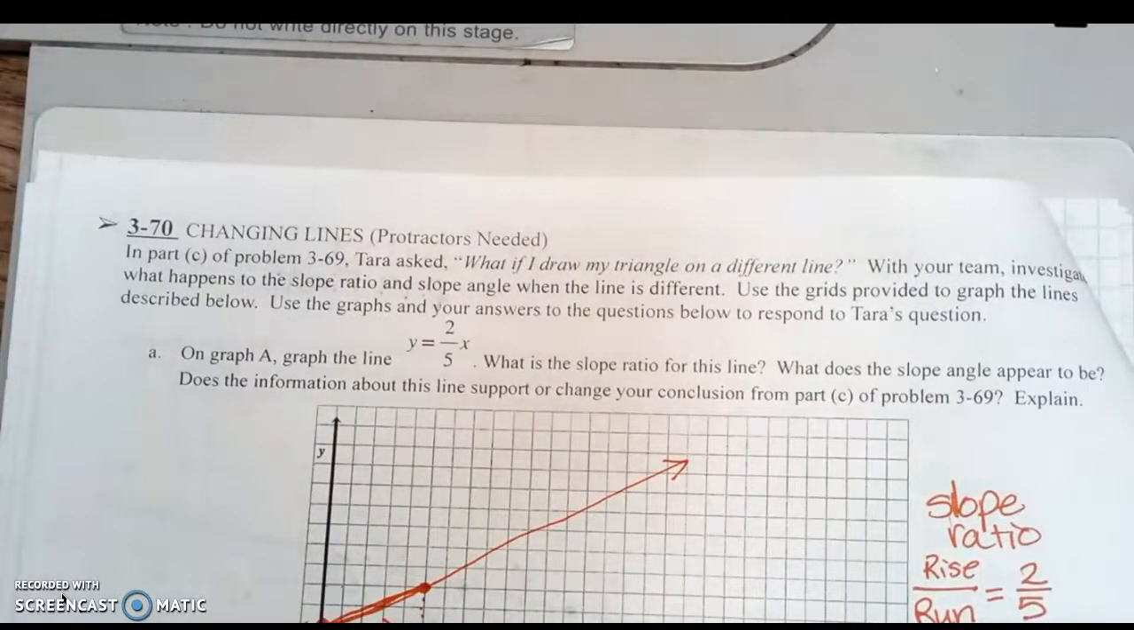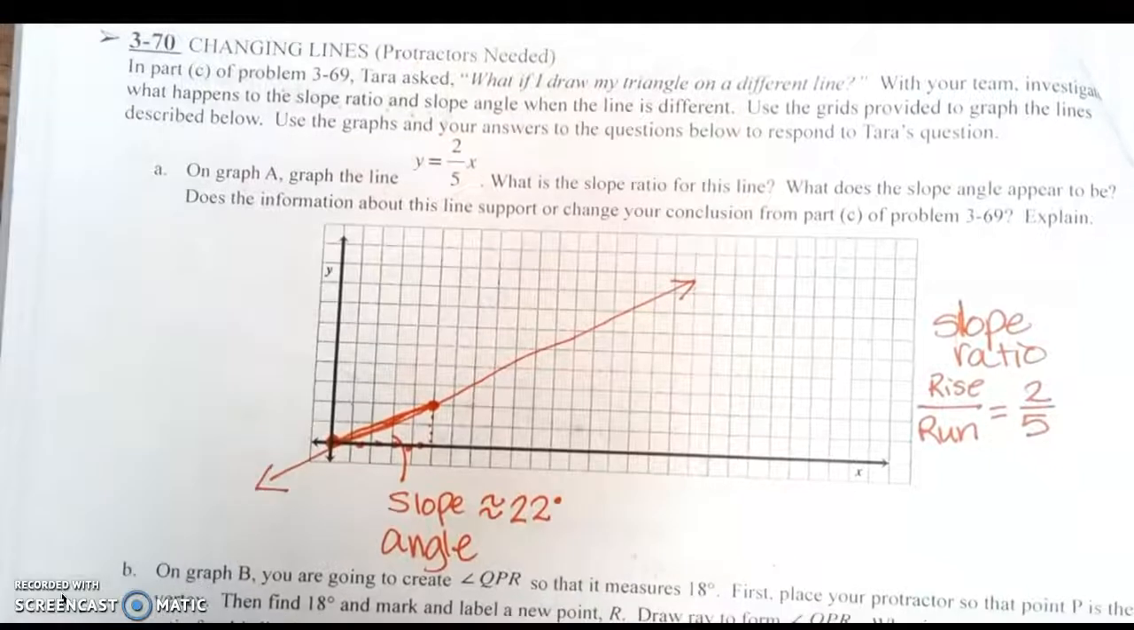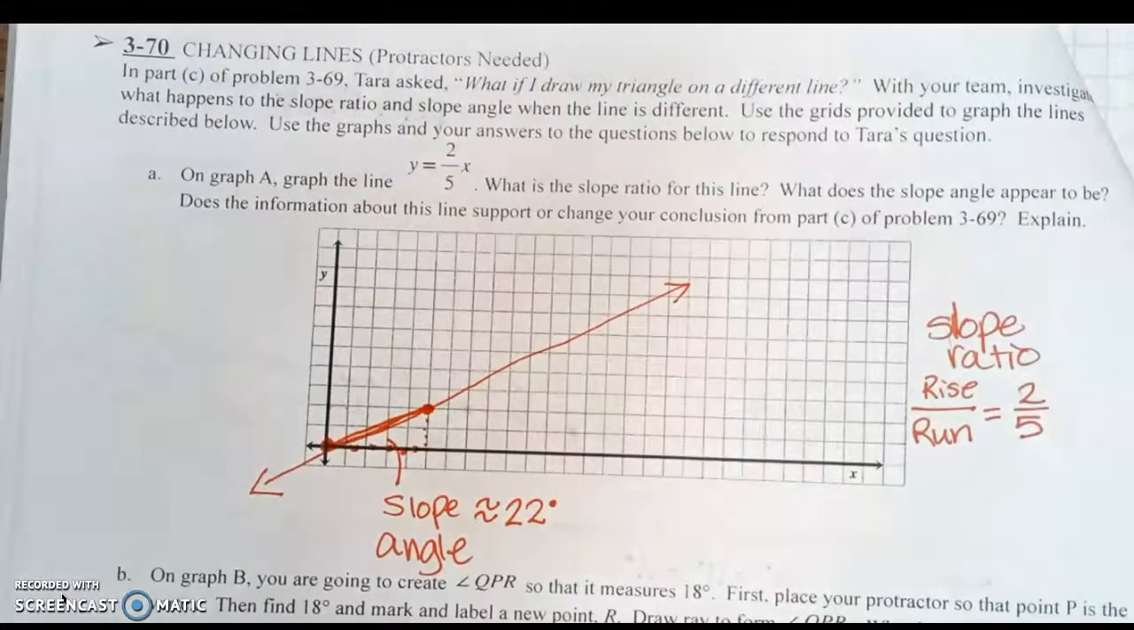At the top of page 18, we're going to look at problem 70, which says changing lines. It says protractors are needed, but I'm just going to show you how to use it. Okay, so in part C of problem 69, Tara asks, what if I draw my triangle on a different line? With your team, investigate what will happen to the slope ratio and the slope angle when the line is different. Use the grids provided to graph the lines described below. Use the graphs and your answers to the questions below to respond to Tara's question.